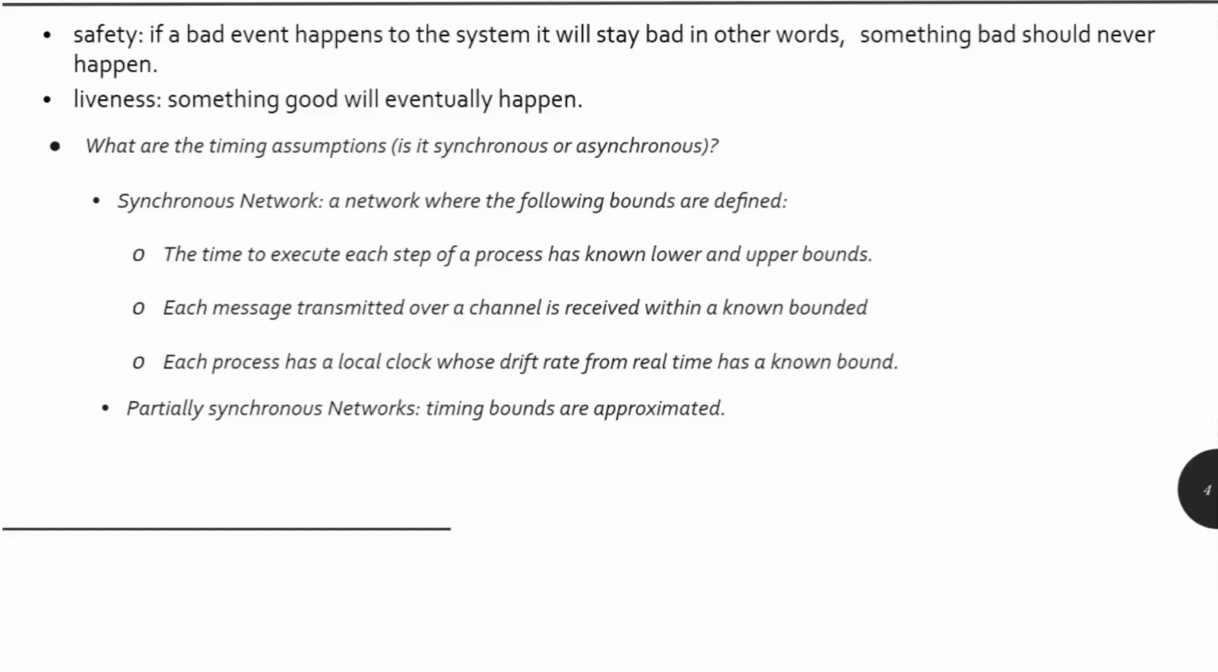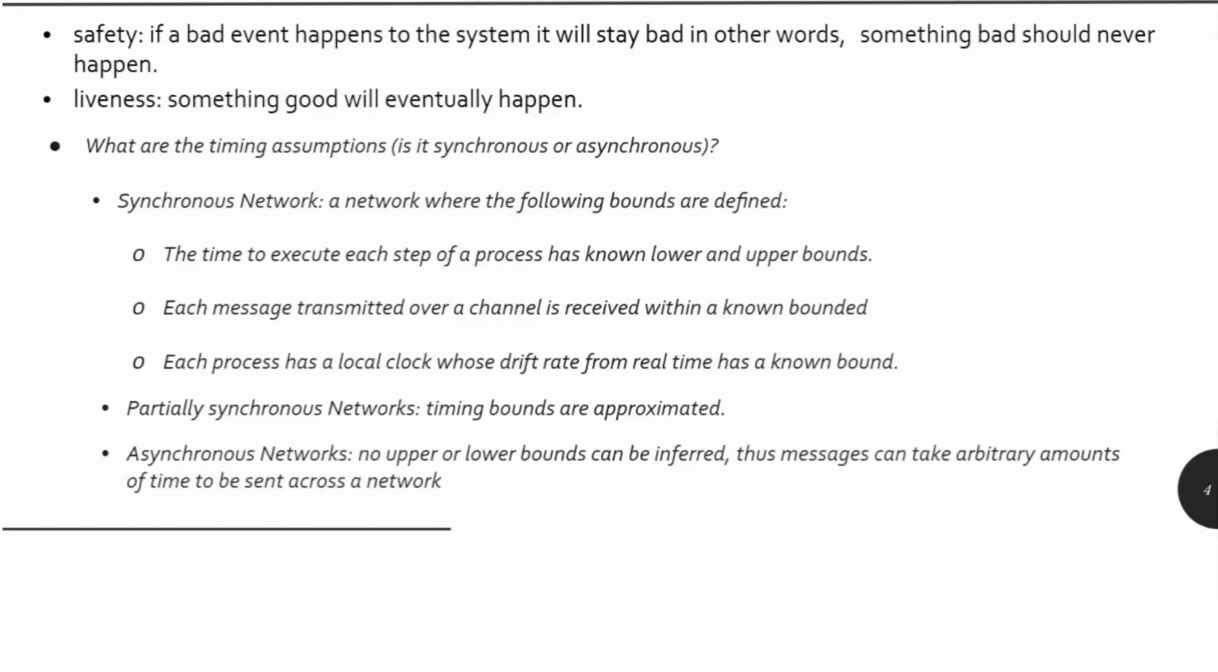So let's say that you send a request to a client. First, it took 5 milliseconds, and then it took 6 milliseconds. So you don't know exactly, but in time you can approximate it towards, for example, it takes at max 10 seconds. And then we have asynchronous networks where you have no idea about the upper and lower bounds. So nothing could be inferred, which means messages can take arbitrary amounts of time to be sent across a network. The internet is in this second category. It is a partially synchronous network because timing bounds are approximated, and we rarely have synchronous networks.